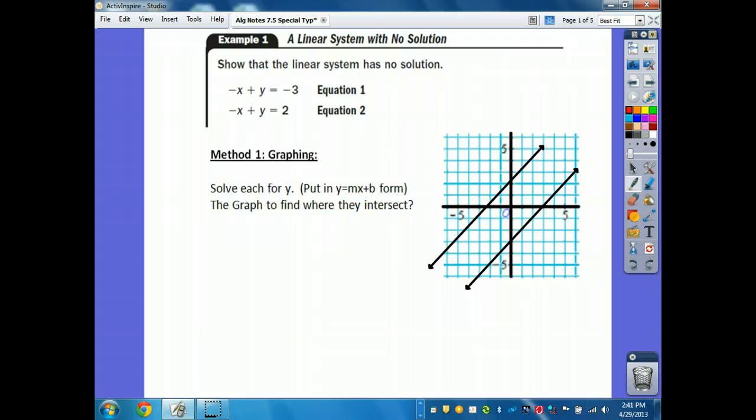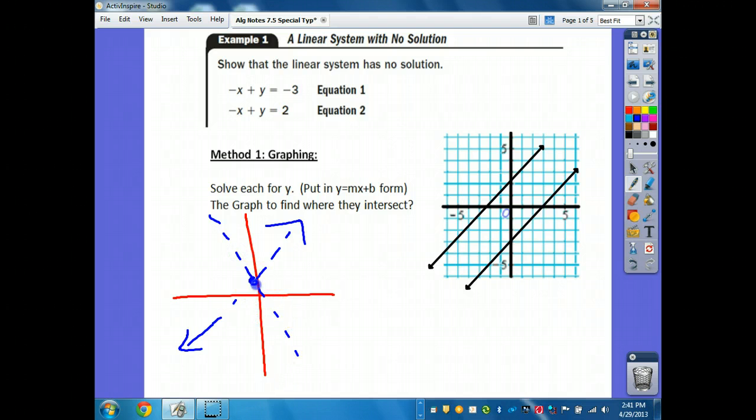If I had a graph that had one solution, here's my graph, and then I put two linear equations on there. What would happen to those two linear equations if we had one solution? What would they do? Cross. So say I graphed that linear equation, I graphed this linear equation, they cross. Right here where they intersect is their solution. It has one solution, and that's where they cross.